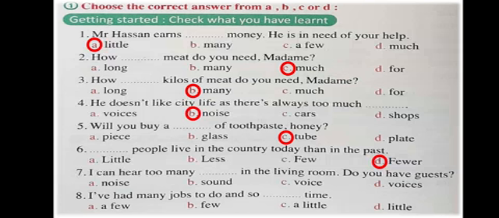7. I can hear too many voices in the living room. Do you have a guess? Noise, voices. Voices is the right answer, because many is followed by a plural noun. 8. I have had many jobs to do and so little time. Few, a little, little. The answer is little, so little time. You can't say so a little time, so little time.